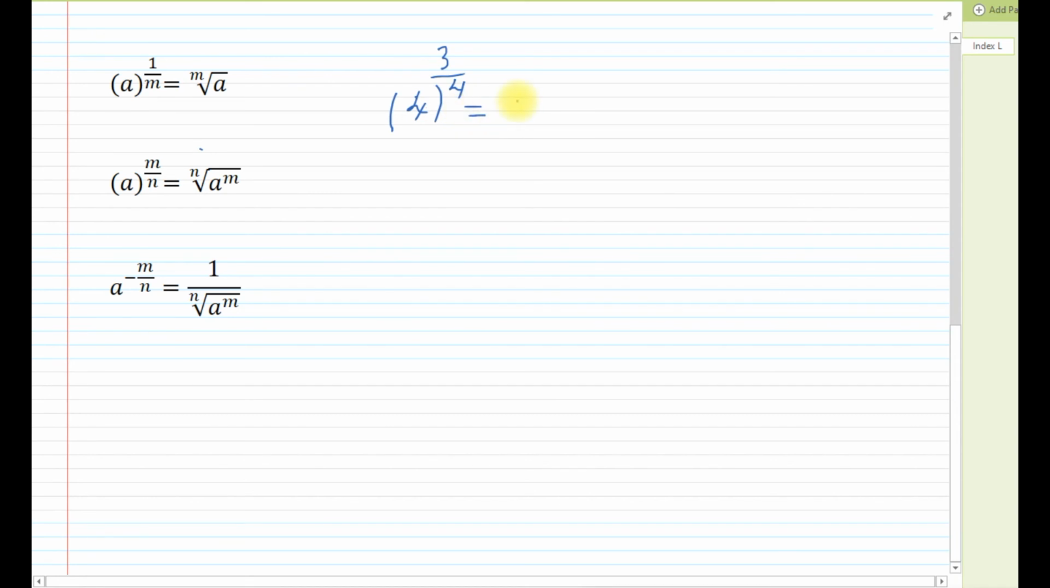This will equal what's in the denominator comes here in the trough. So the fourth root of 4 to the power 3. And I have worked this out on the calculator, it is 2.828.